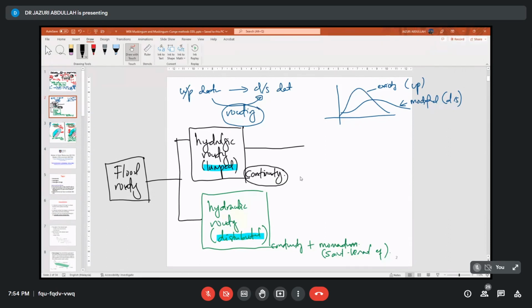Ini memang you selalu pakai lah. As a civil engineer, you selalu pakai lah. Tak ada cakap tak pakai lah. Confirm you akan pakai. Fluid dynamic, Doctor? Tu dah advance sangat tu.